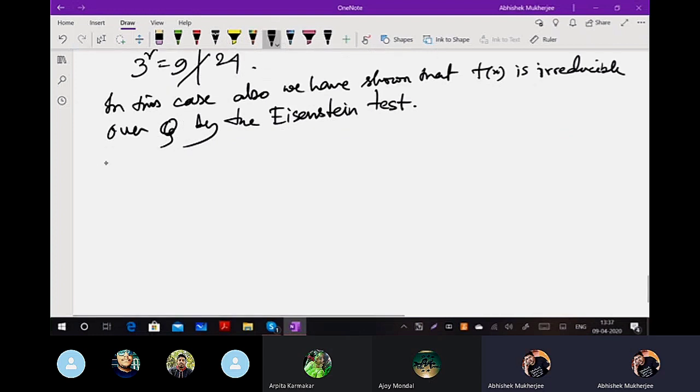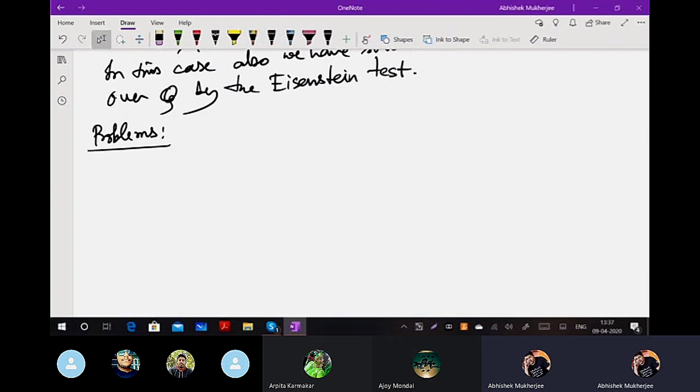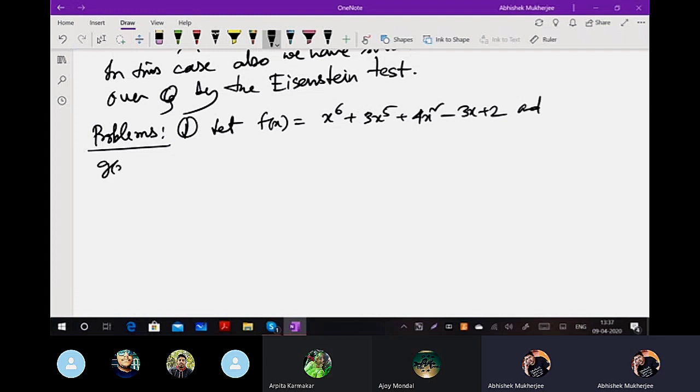Okay, so I'm giving some problems for further discussion. Number one: let f x be x to the power 6 plus 3x to the power 5 plus 4x square minus 3x plus 2, and g x will be x square plus 2x minus 3.